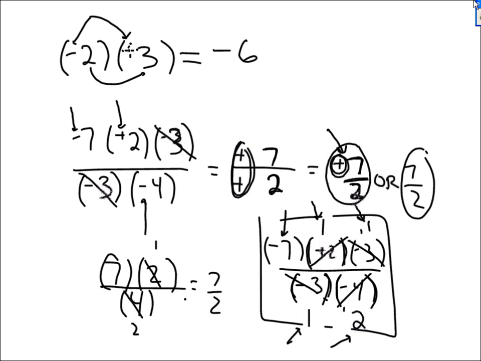Okay, that completes the section on multiplication and division of signed numbers. Learn just 2 rules. Multiply or divide, even, 2 numbers that have the same sign, the answer is positive. The signs are different, the answer is negative.